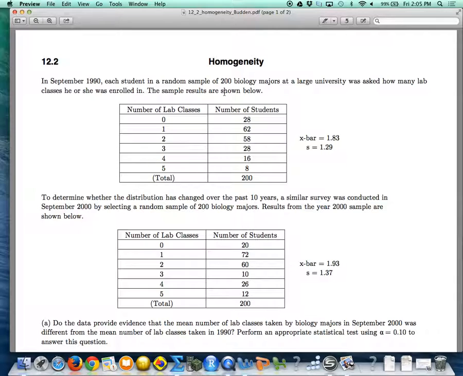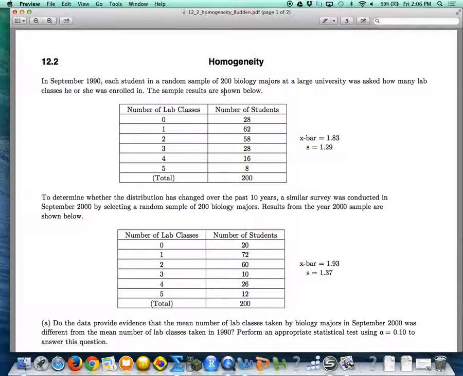So it says, in September of 1990, each student in a random sample of 200 bio majors at a large university was asked how many lab classes he or she was enrolled in. The sample results are shown below. So then we have this table that says you could take between 0 and 5 lab classes, and it tells how many students fit in each of those categories. Off to the right, it shows us the sample mean of 1.83, standard deviation of 1.29.